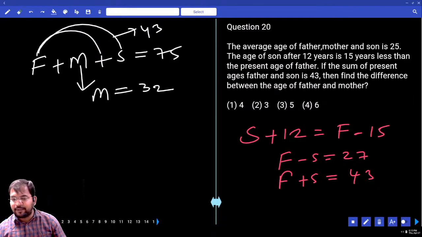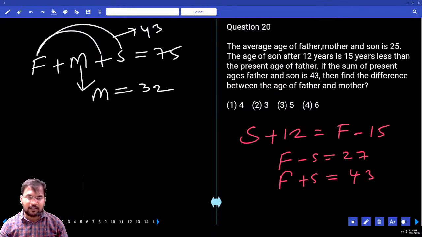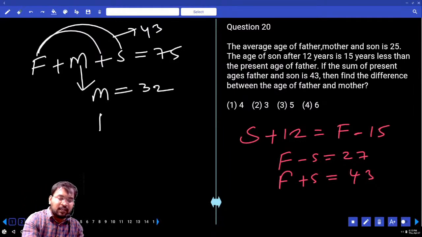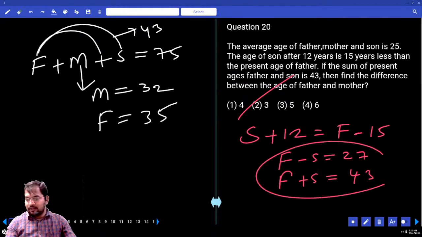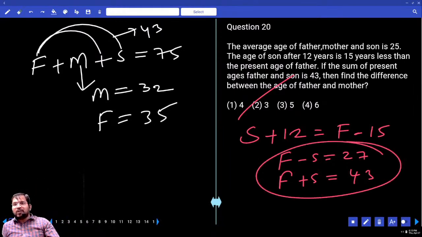Now they are asking the difference between the age of father and mother. We need to find out father. Now the son gets cancelled. That is nothing but 70, then father is 35. Two times father is equal to 70, so father is equal to 35. Are you clear? Mother is 32. The difference is 3. Thank you all of you.